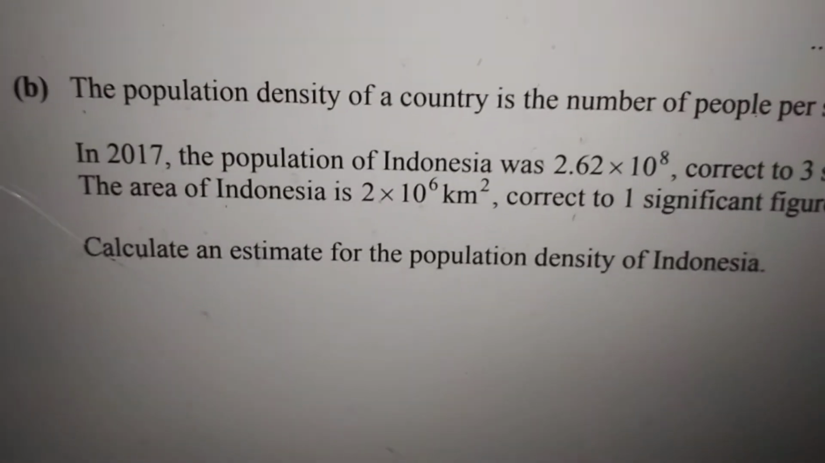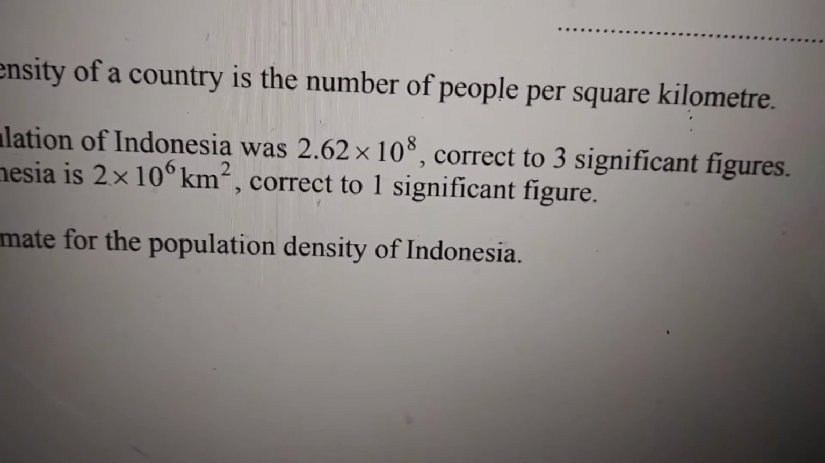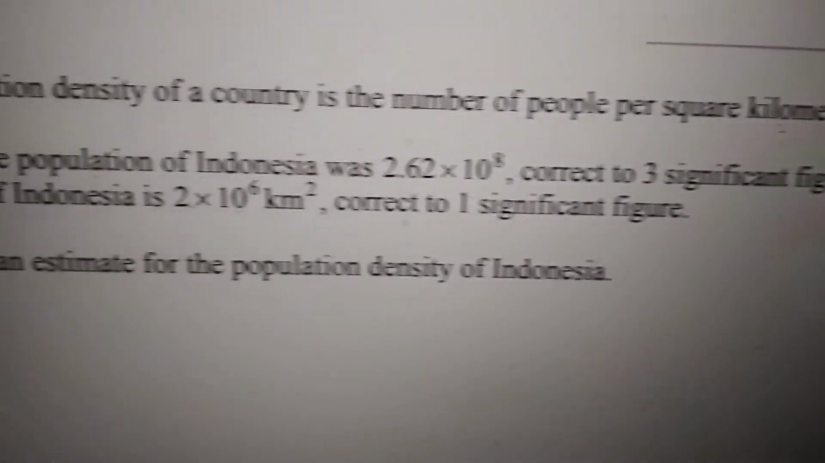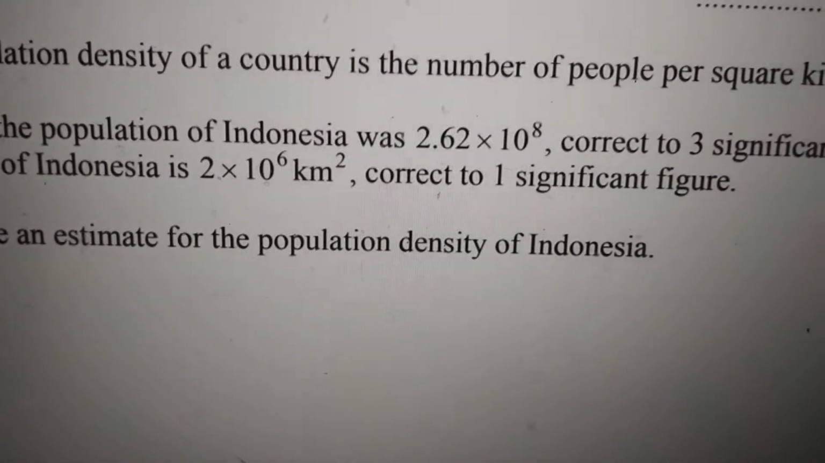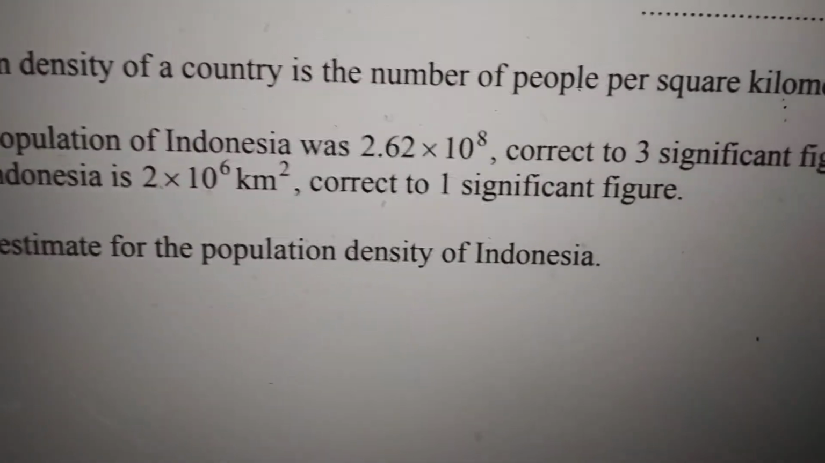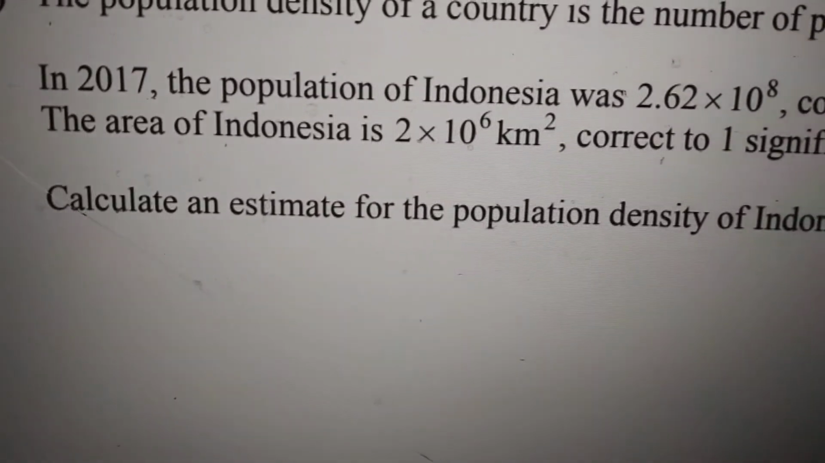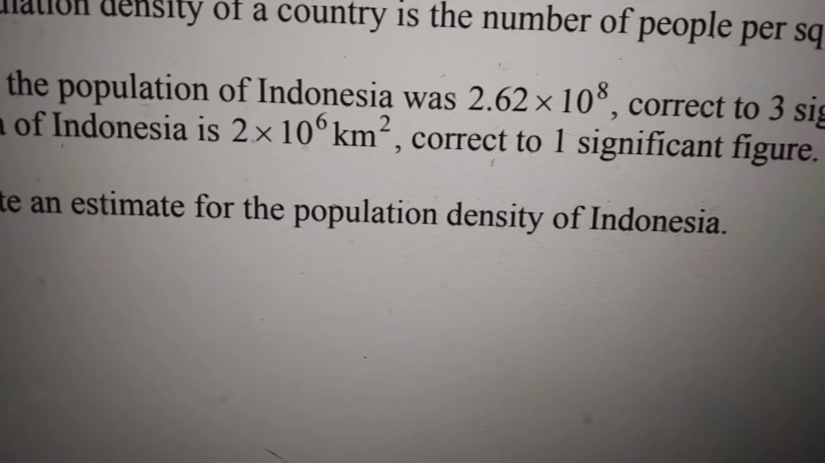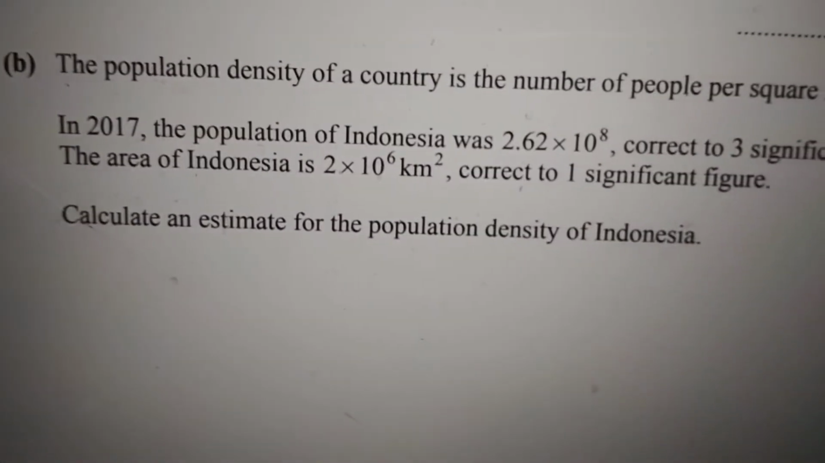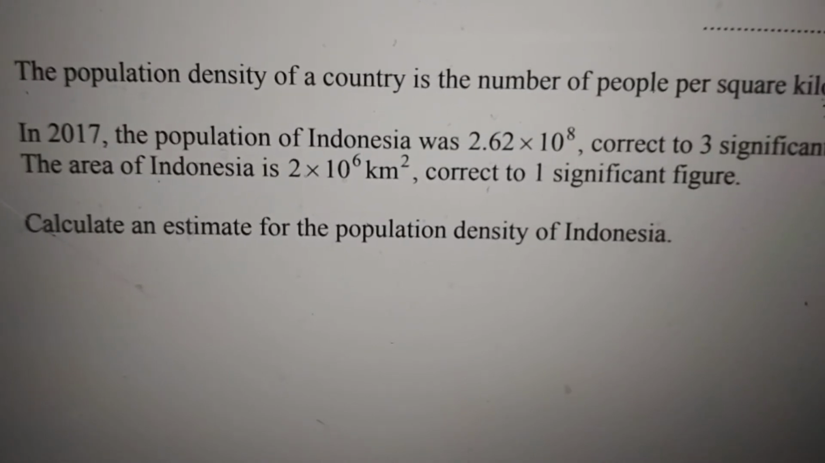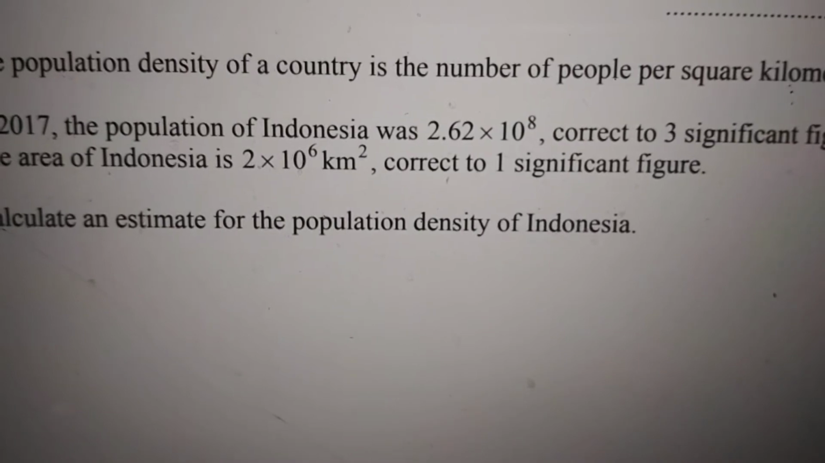Part B is saying that the population density of a country is the number of people per square kilometer, and in 2017 the population of Indonesia was 2.62 into 10 to the power 8, correct to three significant figures, and the area of Indonesia is 2 into 10 to the power 6 kilometer square, correct to one significant figure. We have to find out an estimate for the population density of Indonesia. So let's see the solution now.